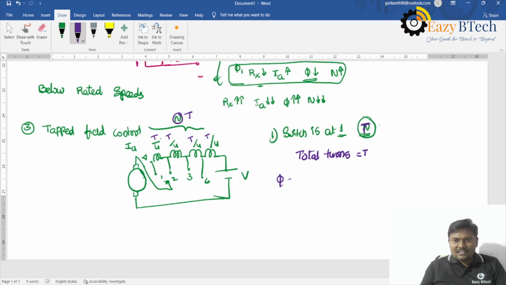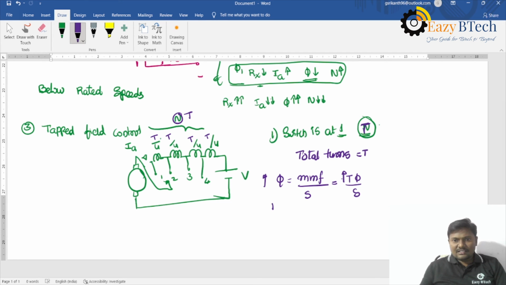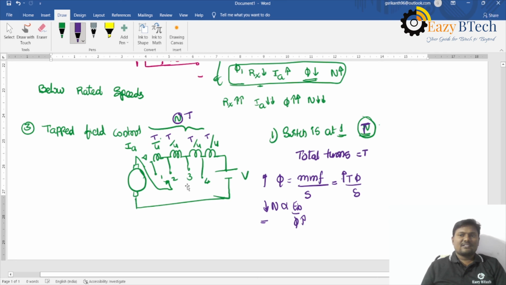Flux is equal to mmf divided by reluctance. mmf is equal to number of turns into current. If turns increase, the magnetic field produced increases. The speed is inversely proportional to flux, and the speed will decrease. This is about the first case.